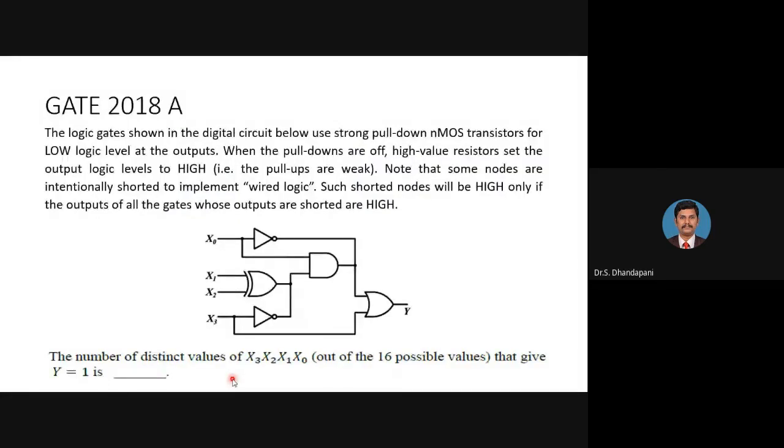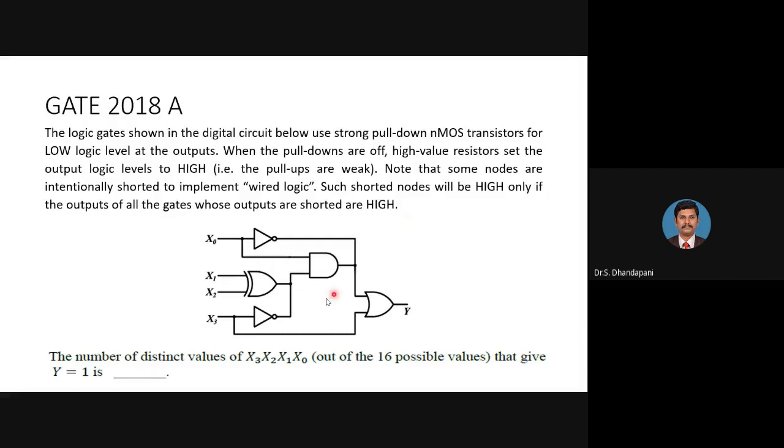The next interesting question, from the 2018 question paper. It is something different. All of you listen to the question carefully. The logic gates shown in the digital circuit below use strong pull-down NMOS transistors for low level at the outputs. When the pull-downs are off, high value resistors set the output logic levels to high. That is, pull-ups are weak. Note that some nodes are intentionally shorted to implement wired logic. Such shorted nodes will be high only if the outputs of all the gates whose outputs are shorted are high.